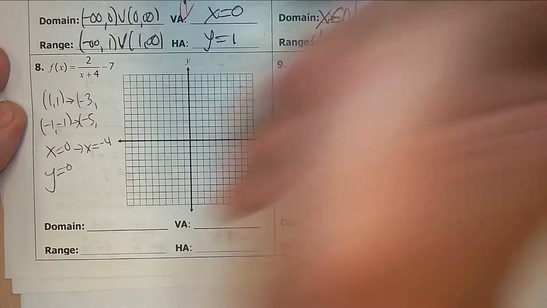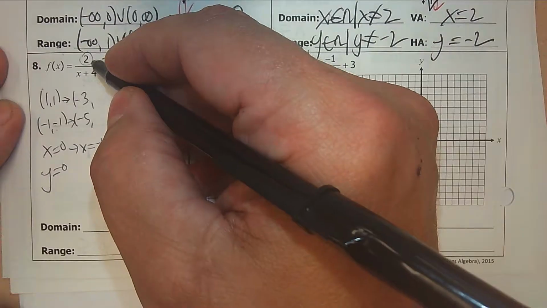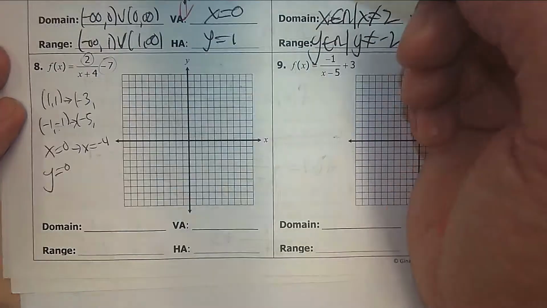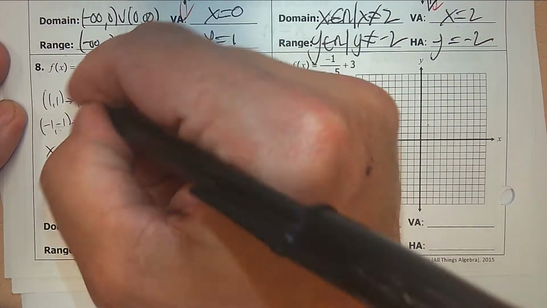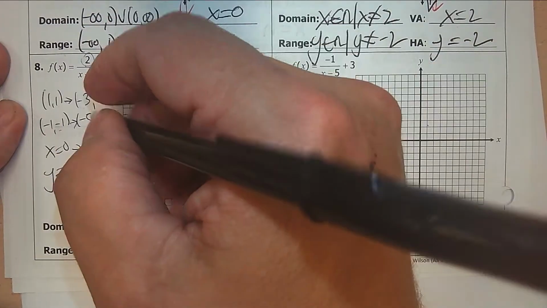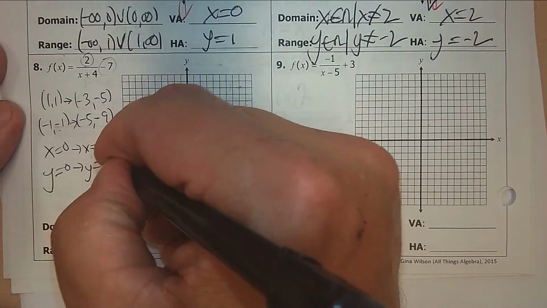And then for the y, I look at the numerator and if there's something adding or subtracting. So I'm going to multiply by what's in the numerator and add or subtract what's at the end. So 1 times 2 and then subtract 7. -1 times 2 is -2, subtract 7. And then 0 times 2 take away 7 is -7.